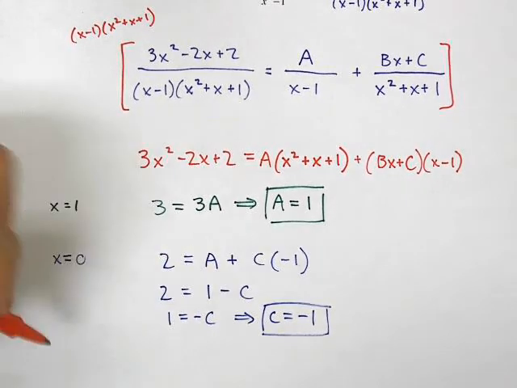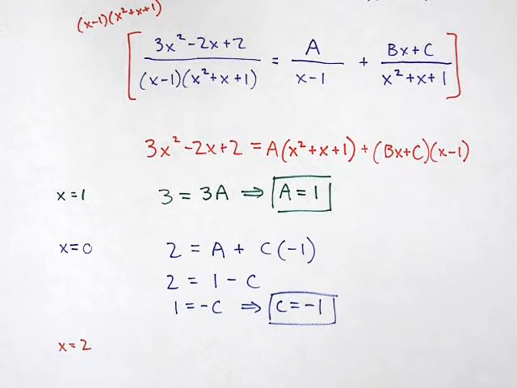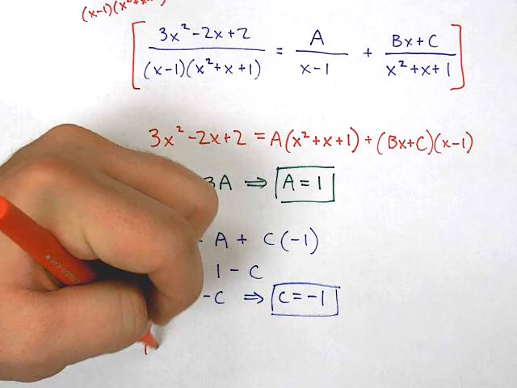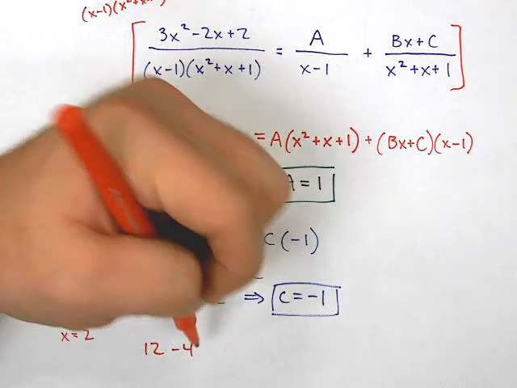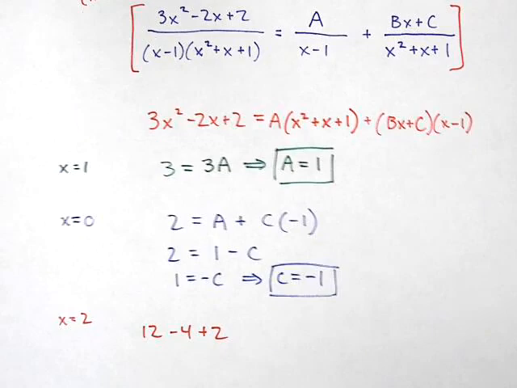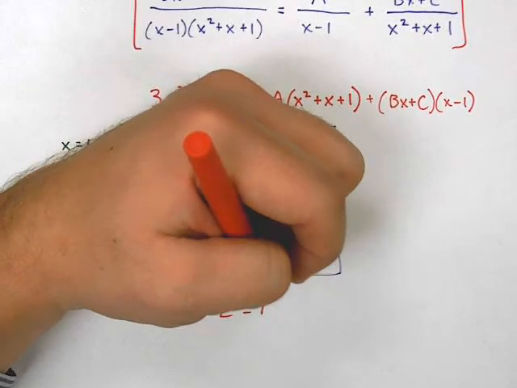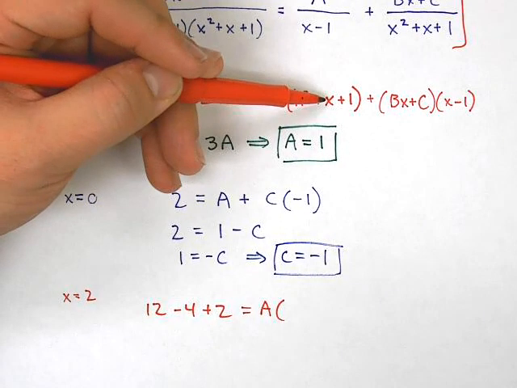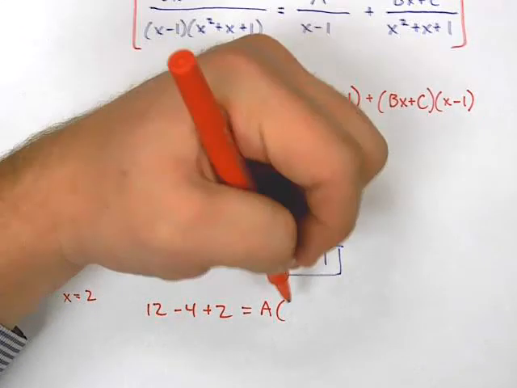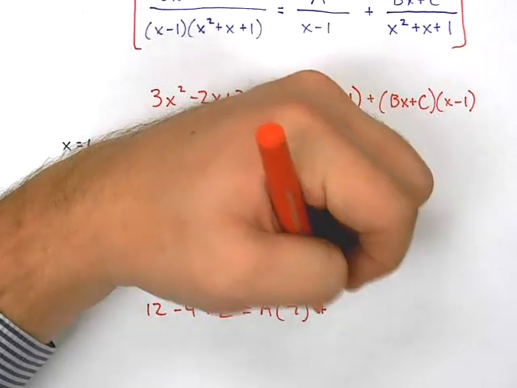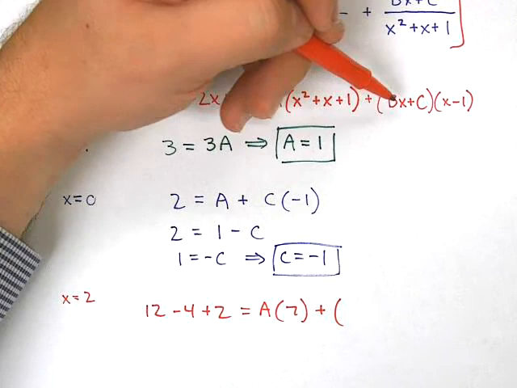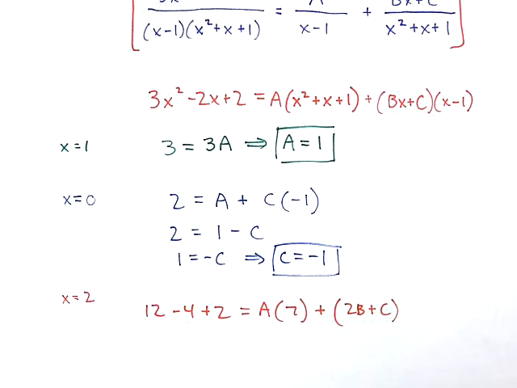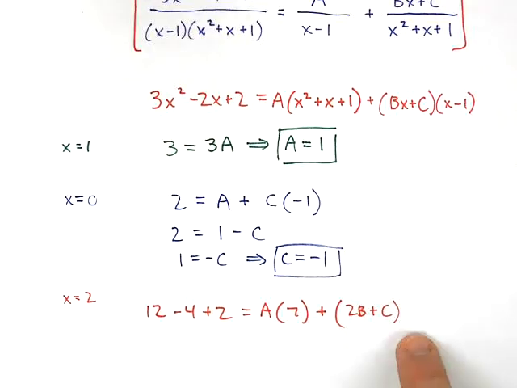So if I change, let's change to red here. I'm going to plug in 2. So let's see here, 2 squared, so this will be 12 minus 4 plus 2. That's going to equal a times, what do we have? 4 plus 2 is 6, so 7. Plus, what do we have here if we plug in a 2? So 2b plus c. And then that would just be multiplied by 1, right? 2 minus 1 is 1, so we just have 2b plus c.